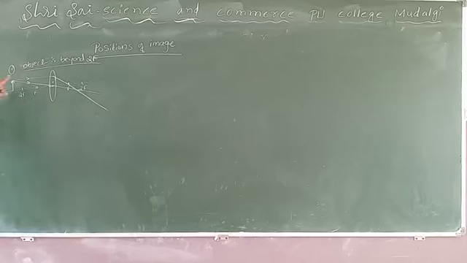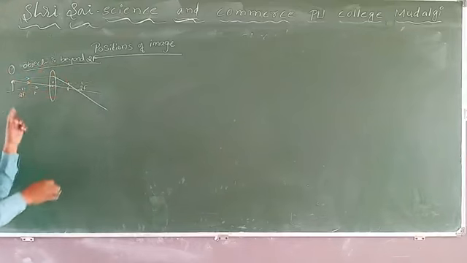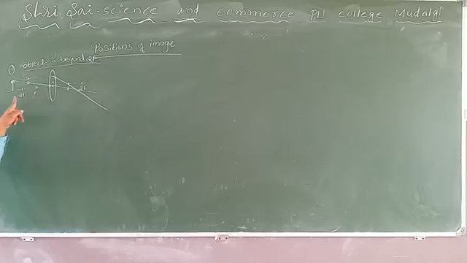What I consider, if the object I kept beyond 2f, first case, I consider a convex lens, I draw the principal axis, I denoted the f and 2f.